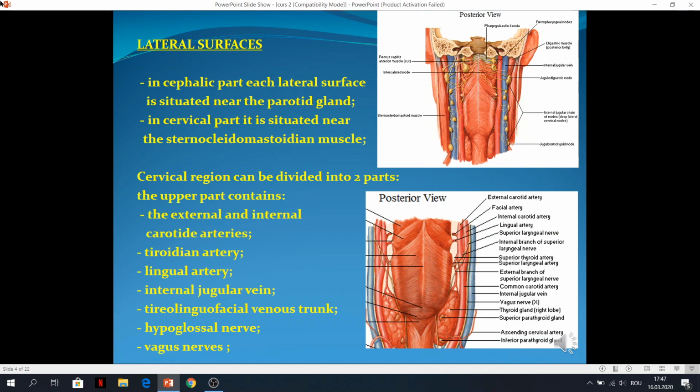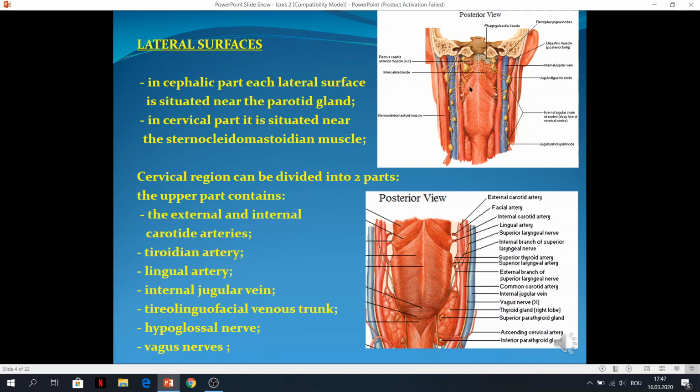What we have laterally, remember, three surfaces, one posterior, which you saw before, and two lateral surfaces. The lateral surfaces are here and here. The part which is inside of the head, the cephalic part, has relations with the parotid gland. It's not visible, but you know that it's right here under the ear. So the most important relations in the cephalic part will be with this gland.